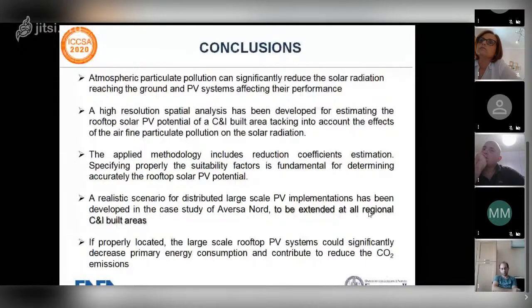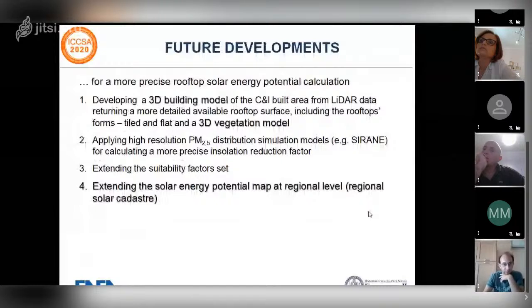And to implement, for future development, a more precise rooftop solar energy potential calculation, a 3D building model could be developed, as well as a 3D vegetation model. In addition, a high-resolution PM 2.5 distribution simulation model could be applied for calculating a more precise insolation reduction factor. And finally, the 3D factors set and the solar energy potential map could be extended at regional level. So thank you for your attention.